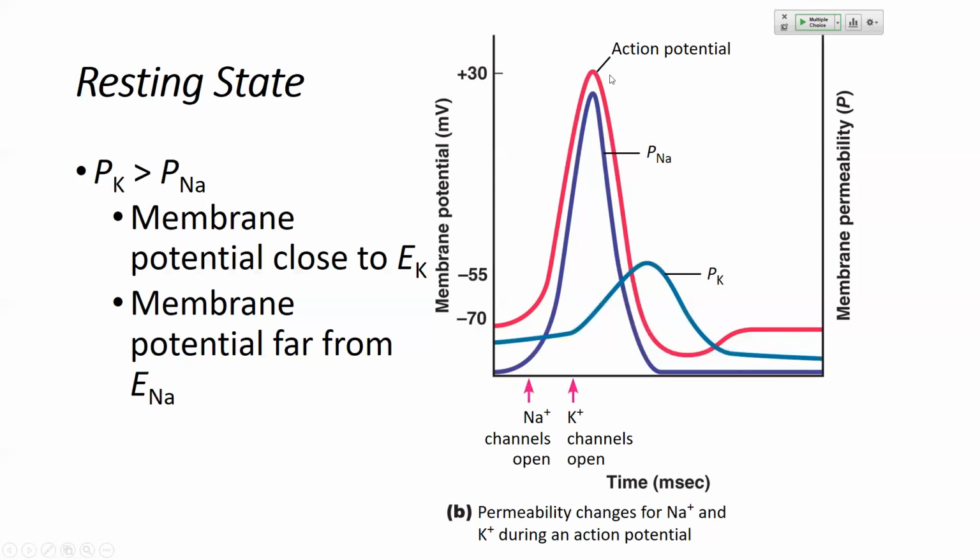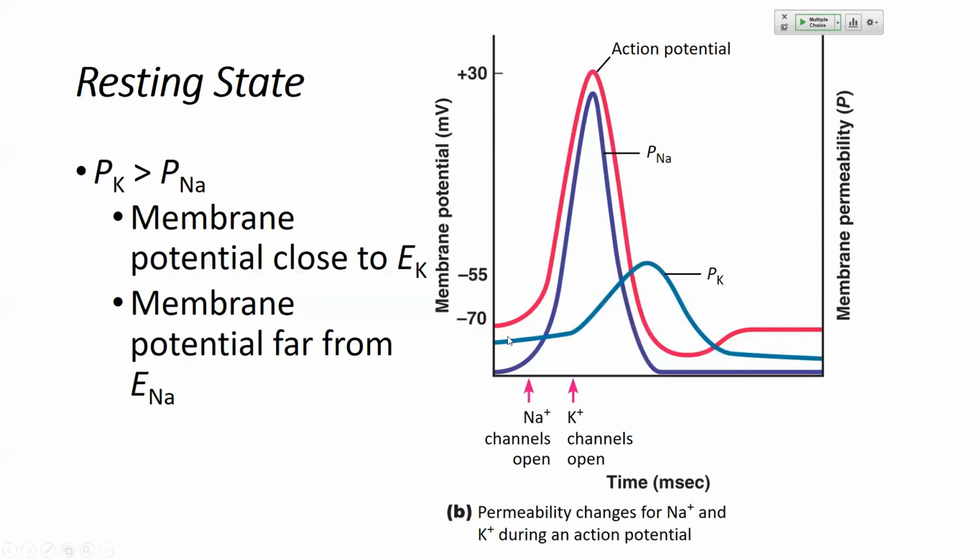Why does the membrane potential start to look more like sodium's equilibrium potential during an action potential? Is that because more sodium's rushing in? Right, perfect. More sodium is rushing in. We opened up more sodium channels. And I really want you to make that connection. The membrane permeability really is what's influencing the movement of ions.